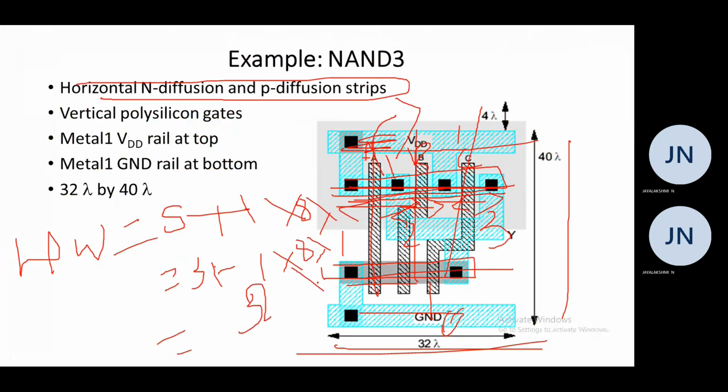Similarly, in order to calculate the vertical height, the first thing is we need to consider the metal connection with contact, but it is not supposed to be in a similar direction. If both are in a similar direction, then you have to consider only one. So metal connection with contact plus 1, times 8 lambda. So you will be getting 40 lambda as vertical height.